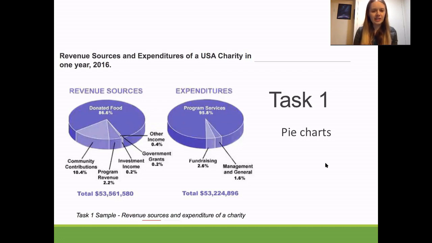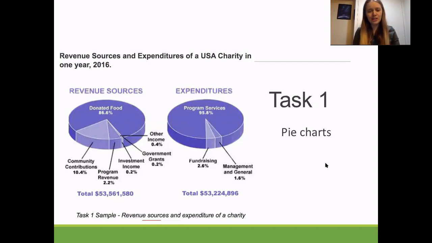So you will be looking at these charts. You want to see what are the most important points. Obviously, you have to talk about the parts of the chart that are the biggest. You have to mention donated food. You can't forget to mention donated food because it is nearly 90% of what their revenue comes from. So you will be talking about where the majority of their revenue comes from and then what make up the smaller pieces.